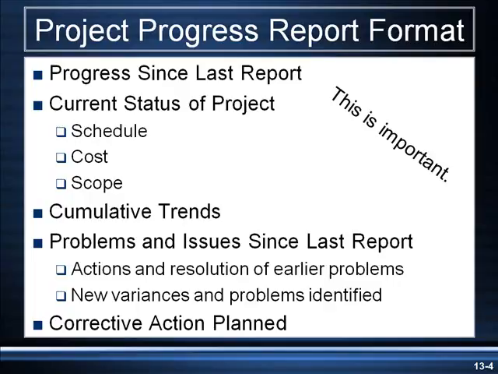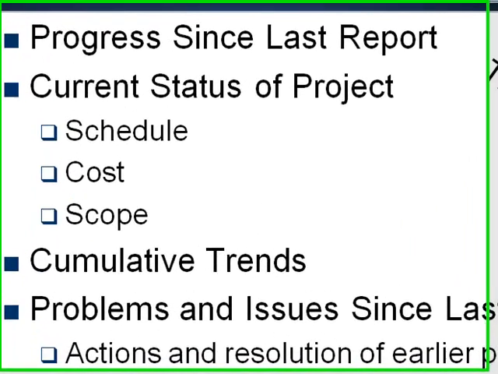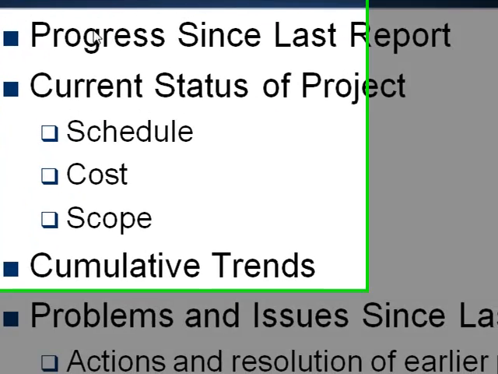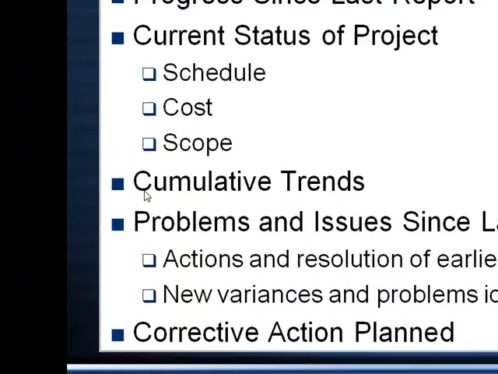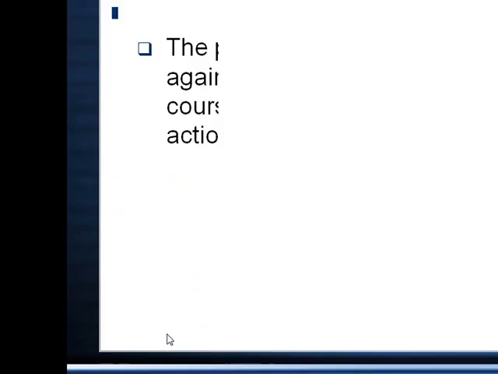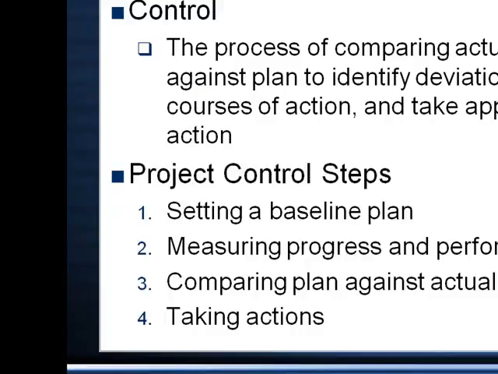The fourth thing we look at is the problems and issues since the last report. So how have we solved earlier problems, and have we identified any new problems? And finally, the corrective action that was planned. So I want you to be able to, we don't have the chance really to write progress reports, but I want you to recognize that these 5 main headings are the generally accepted structure for a progress report. These are the control steps, and they're pretty self-explanatory.